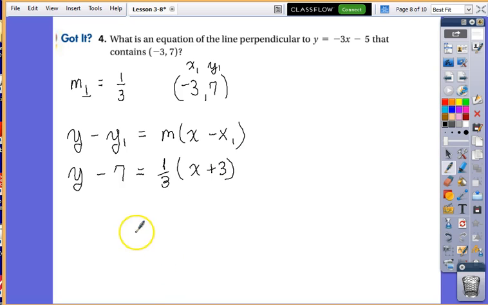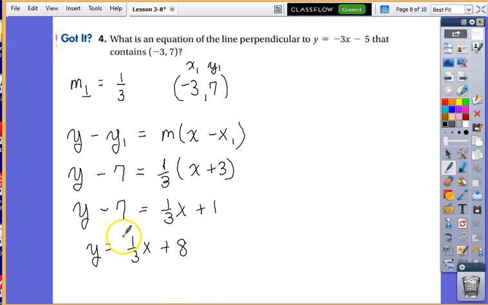All right, then I'm going to go through and I'm going to distribute. Things are going to look a little bit trickier when we put this back into slope-intercept form because we might have to deal with some fractions, because that's a fractional slope there. Let's see what happens. So y minus 7 is equal to 1/3 x plus 1. And then I add 7 to both sides. Y is equal to 1/3 x, 1 plus 7 is 8. So I'm adding 7 to both sides, and when I do that, I get plus 8 here. So that's your solution in slope-intercept form.